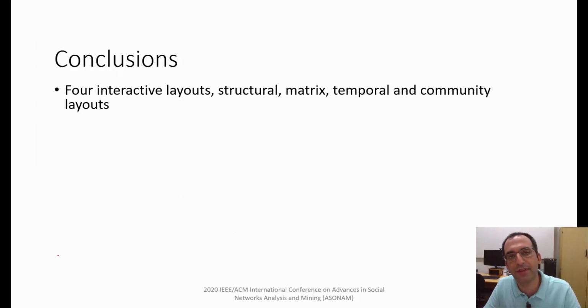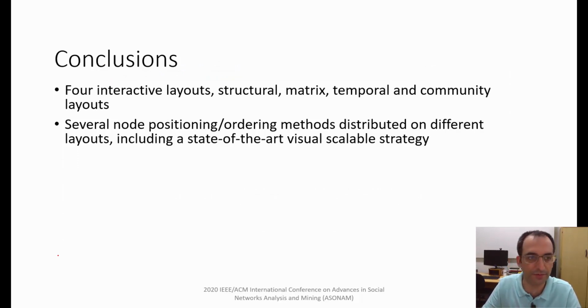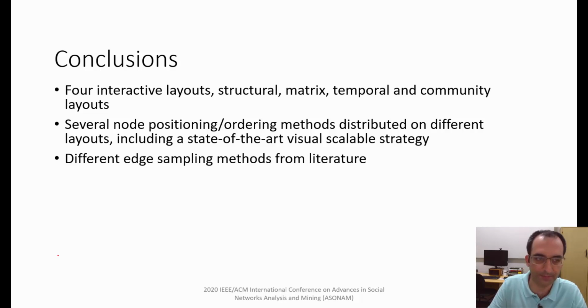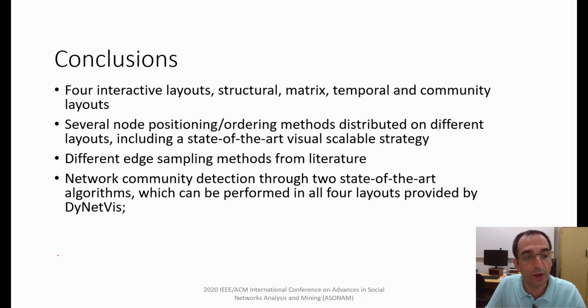Conclusions. DynetVis has four interactive layouts: structural, matrix, temporal, and community layout. It provides several node positioning and ordering methods distributed on different layouts, including the state-of-the-art visual scalable strategy, which is the CNO, Community-Based Node Ordering. It has different edge sampling methods from literature. Also, it provides network community detection through two state-of-the-art algorithms, InfoMap and Louvain, which can be performed in the four layouts.